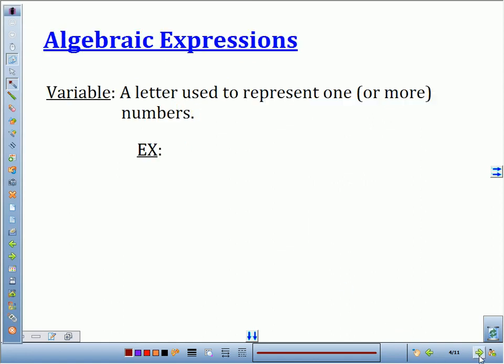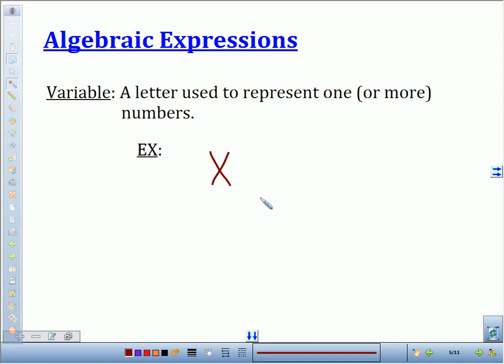All right. We're going to move on to algebraic expressions. Now, an algebraic expression has a variable in it. Or multiple variables, but it could have any number of variables, really. A variable is a letter used to represent one or more numbers. Okay, so a variable could be, for instance, x. We could have x as a variable.